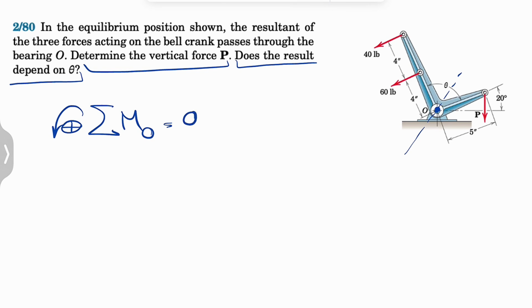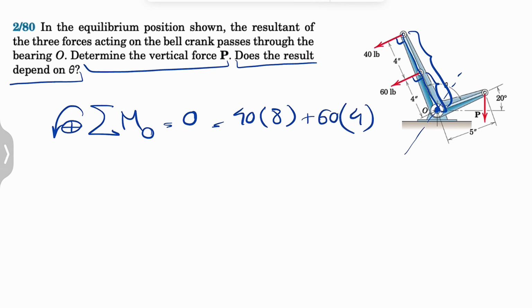Now let's find the moments of each of these forces. These two, as we can see, are perpendicular to this. The moment for each is first of all counterclockwise, so it's positive. For this one, the distance would be 4 plus 4, so we have 8 inches. And for the 60 pounds, again same direction, counterclockwise, so plus 60, and the distance this time is 4 inches.